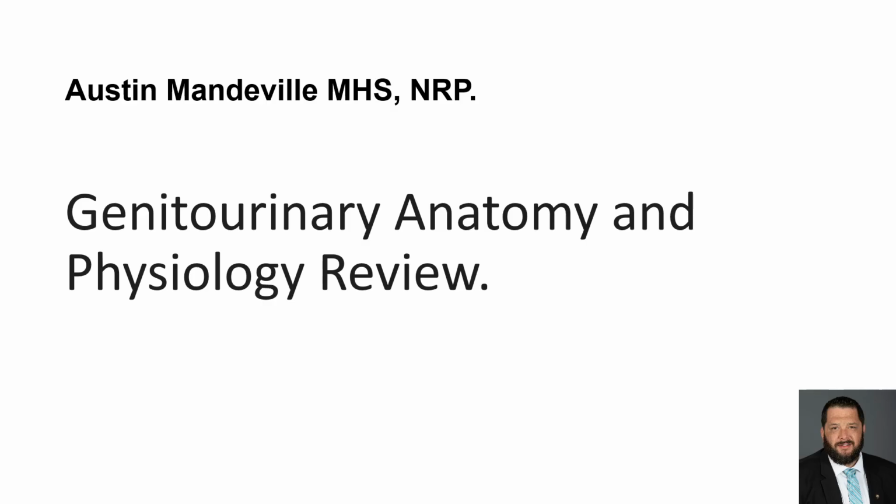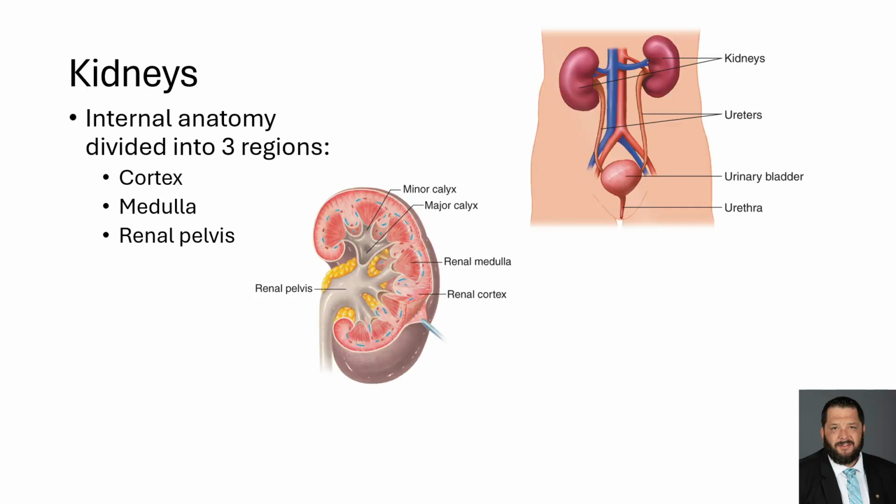Welcome back, everyone. We're going to start our GU series by looking at the genitourinary anatomy and physiology. The GU system consists of the reproductive organs as well as the urinary system organs, and we'll start by first taking a look at the kidneys. The internal anatomy of the kidney is divided into three regions. You have the cortex, the medulla, and the renal pelvis.